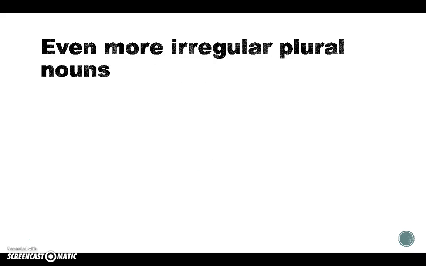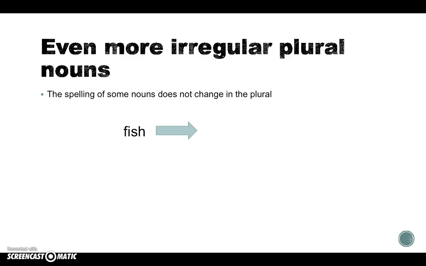Yes, there are even more irregular plural nouns. Some don't change their spelling at all. Fish, any guesses as to what fish would become in the plural? I have 1 fish, or I have lots of fish. Same thing with deer. There is 1 deer in my backyard, or there are lots of deer in my backyard. It's the same thing. Sheep.